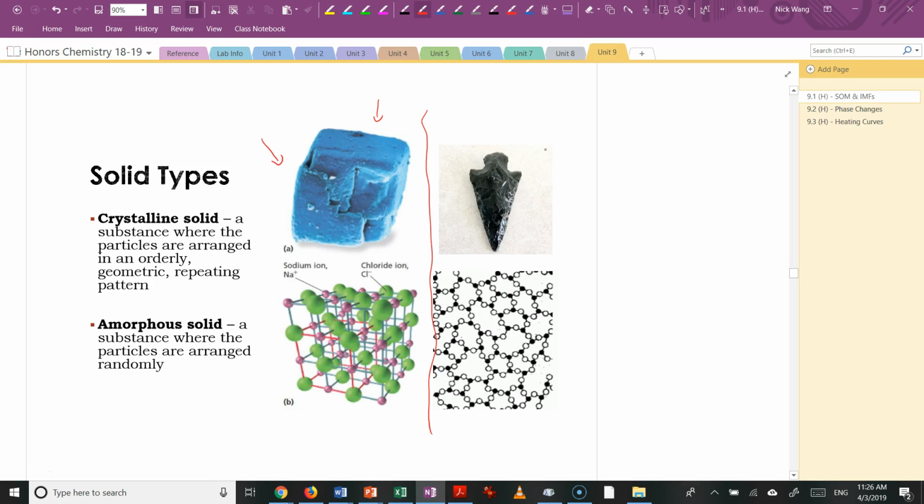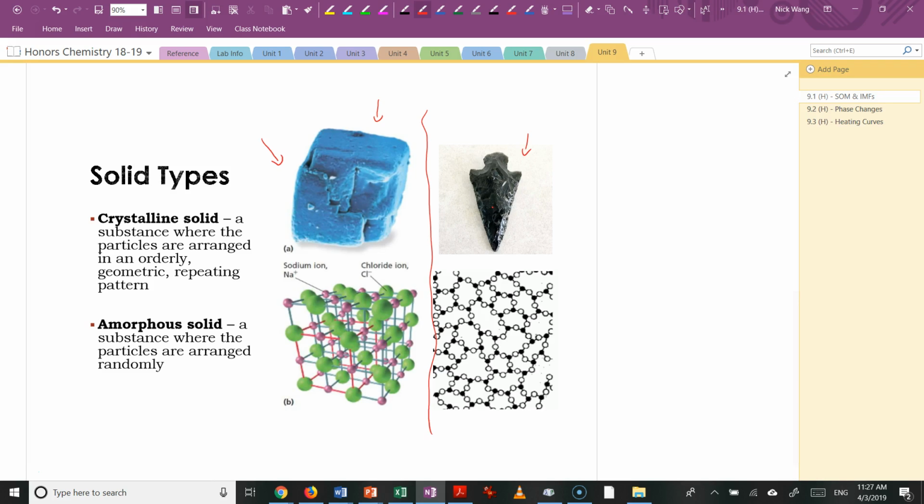So this is an example of an obsidian arrowhead. Obsidian is a mineral, and it's very distinctive in that it doesn't really have a nice clean shape, kind of like you would see over here with the sodium chloride example. And that also makes for some nice jagged shapes that you can see, because this is used as an arrowhead, and those jagged shapes allow for some extra sharpness, which makes the arrowhead a little bit more effective.